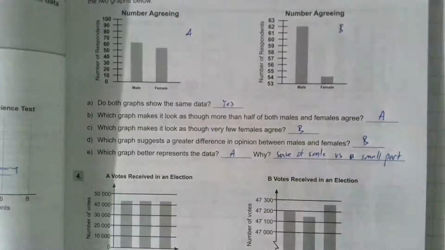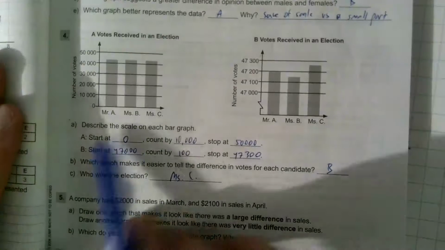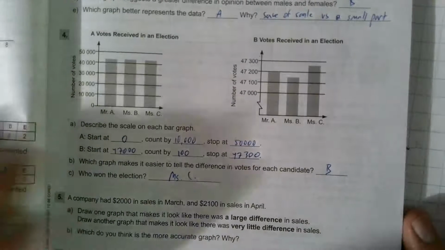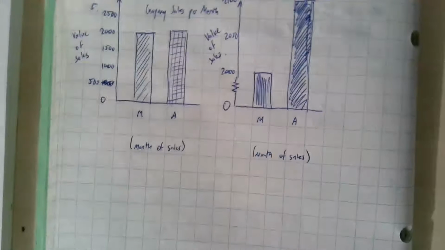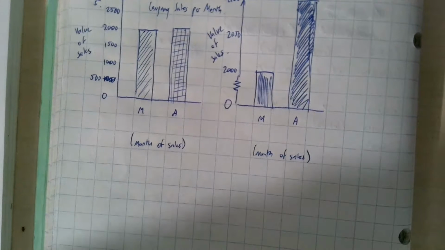Okay, and then I did this next one in my book, number 5. Oh, I'm sorry. I did all that without you seeing it. That happens sometimes. This is how I filled it in. Then I did number 5 in my book, and the question was saying a company had $2,000 in sales in March and $2,100 in sales in April. Draw one graph that makes it look like there's a very large difference in sales, and draw another one that has very little difference in sales. Which do you think is more accurate?